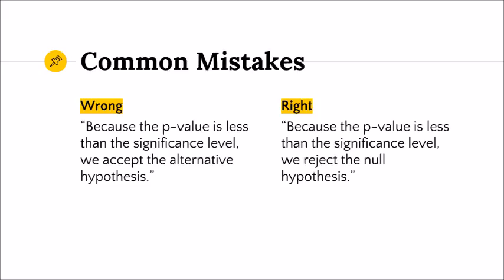A common mistake on the AP test is suggesting that a claim is definitely true. We cannot conclude that our claim is 100% correct, so make sure to say that there is or isn't convincing evidence that seems to support our claim. Also, you cannot state that we accept the null or we accept the alternative hypothesis. Make sure to instead say that we reject or fail to reject the null hypothesis.